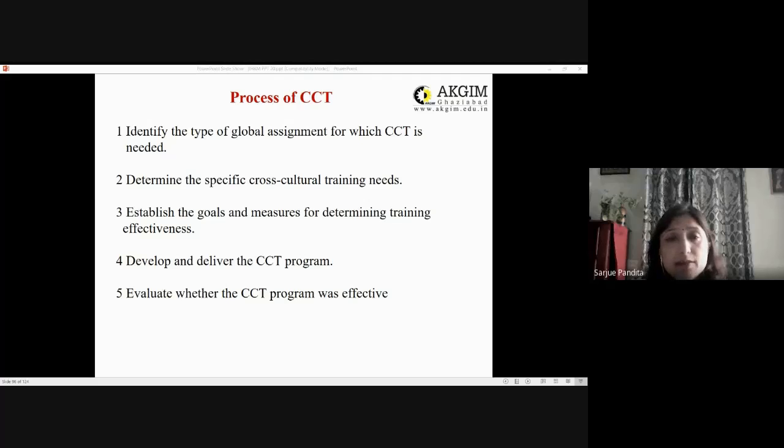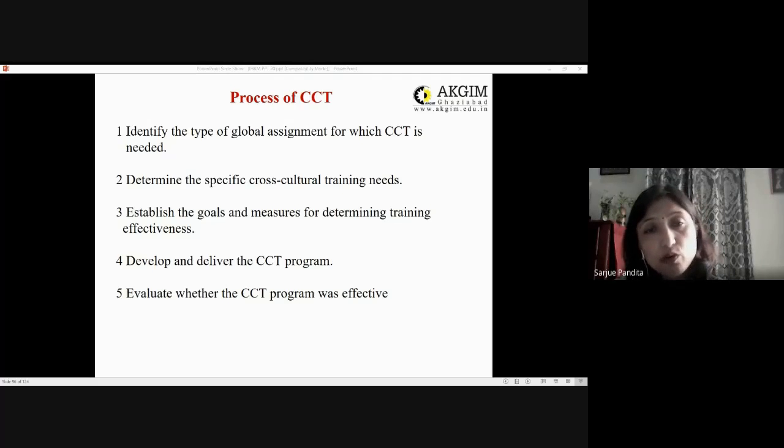Then third is establish CCT goals and measures. Once cross-cultural training needs have been identified, then short-term and long-term goals for training outcomes must be developed. That means what are your expectations from the cross-cultural training? Short-term goals will specify what expatriates should be able to accomplish on completion of CCT. That means what outcome you are expecting from an expatriate after he is through with cross-cultural training.